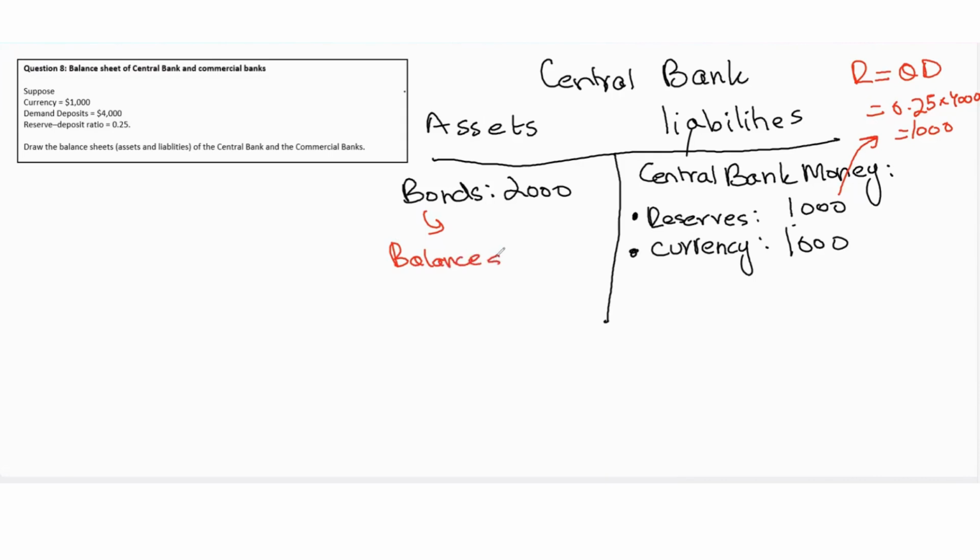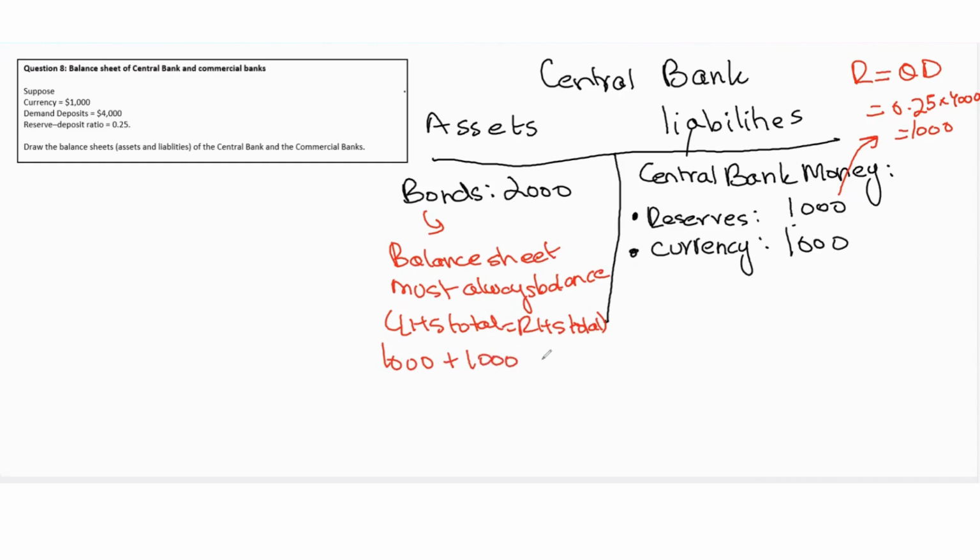Like you said, the balance sheet must always balance, which means the left hand side total is equal to the right hand side total. So what we do is we find bonds as the 1000 reserves plus 1000 currency from the left hand side. So in this way, we can construct the balance sheet of the central bank.